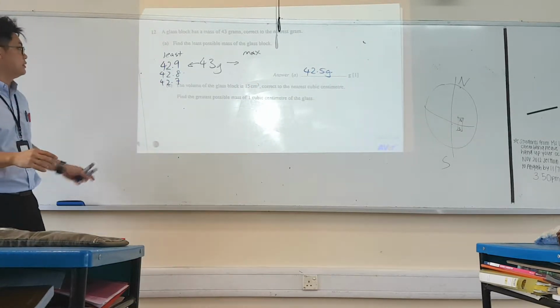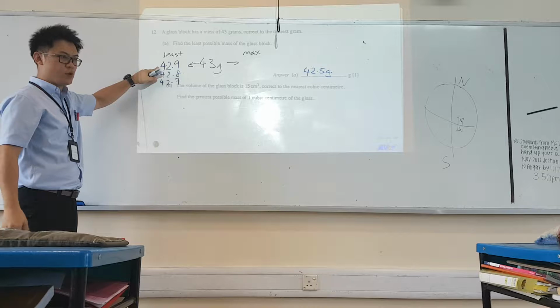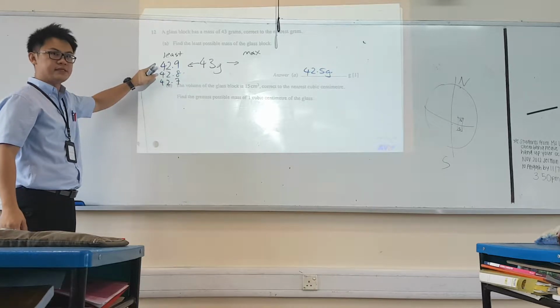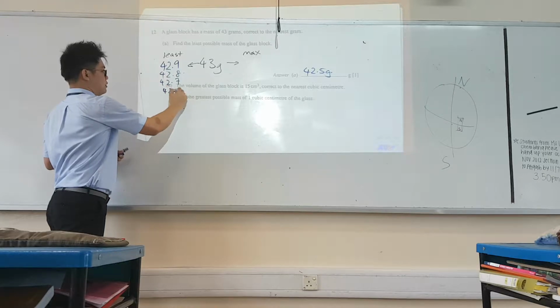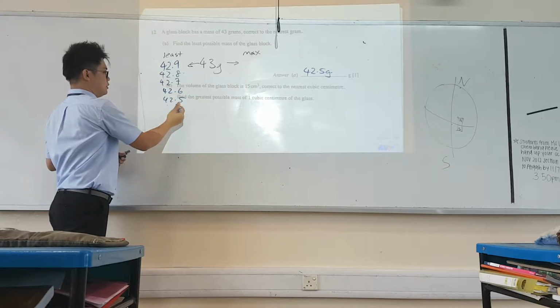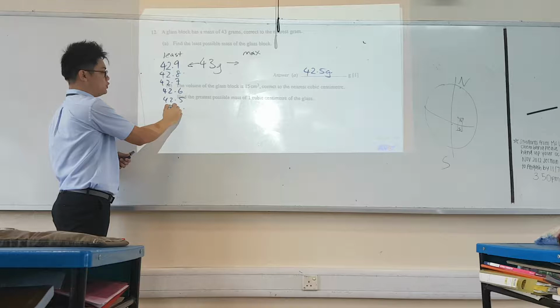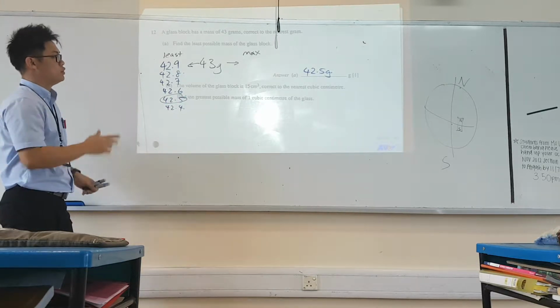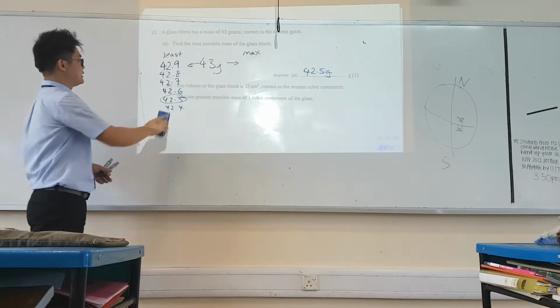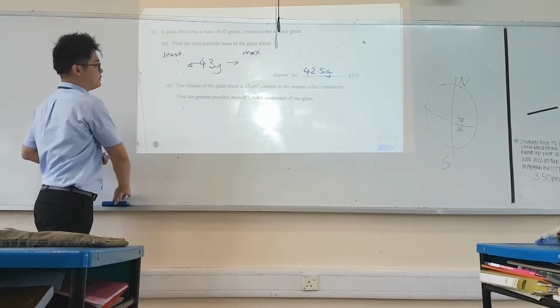42.9 is around 43, but is this the least? The least is all the way. You go all the way to 42.5, you won't go to 42.4, right? So this is the least. Alright, so first question, 1 mark. Settled. So it's 42.5.